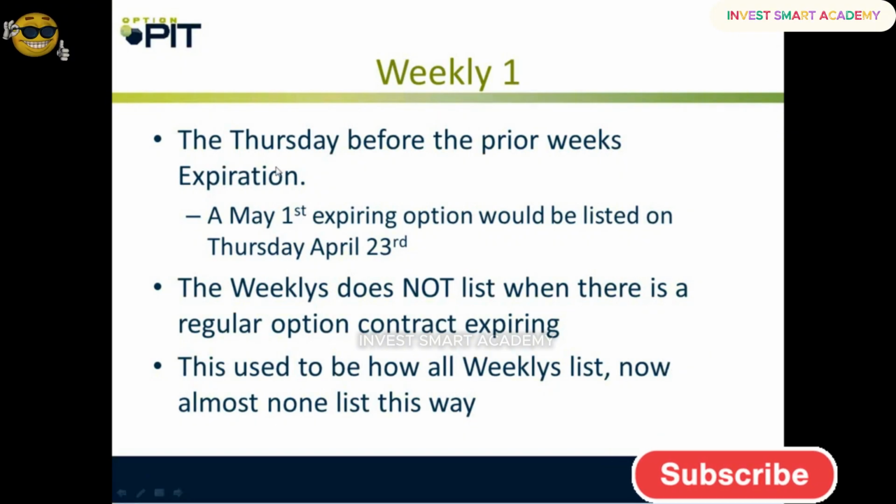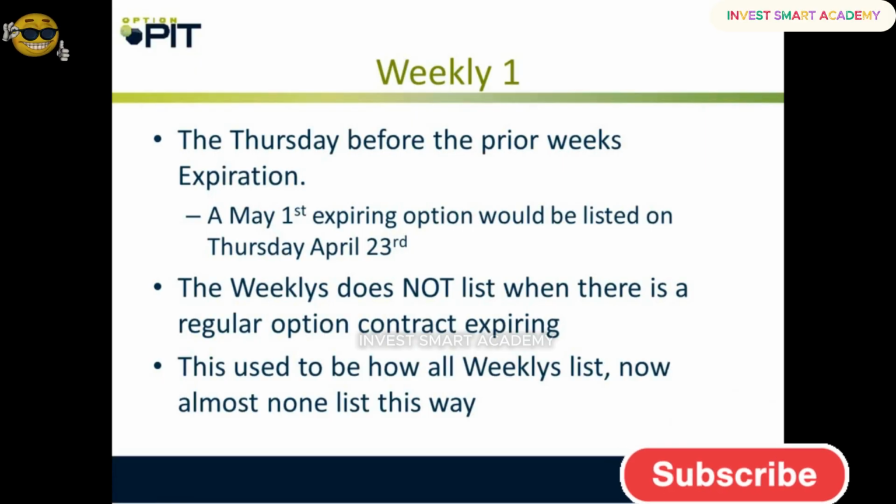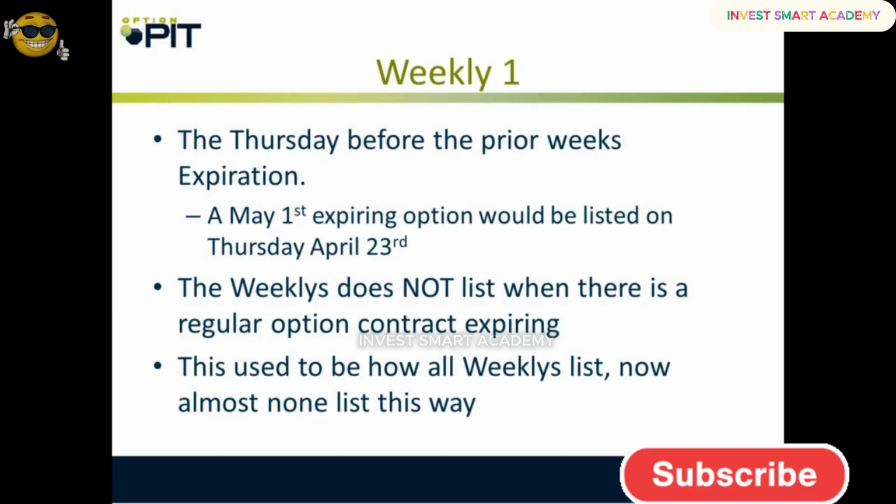All right. The weekly does not list when there is a regular option contract. So expiration is May 15th this month, and so there won't be one that lists on May 7th.